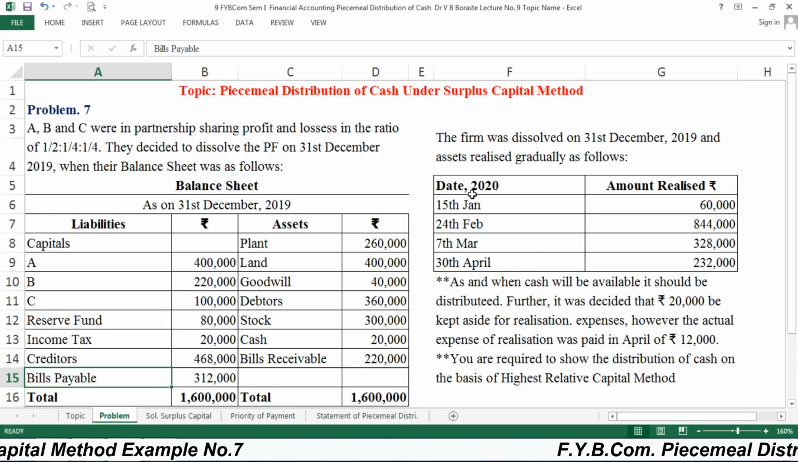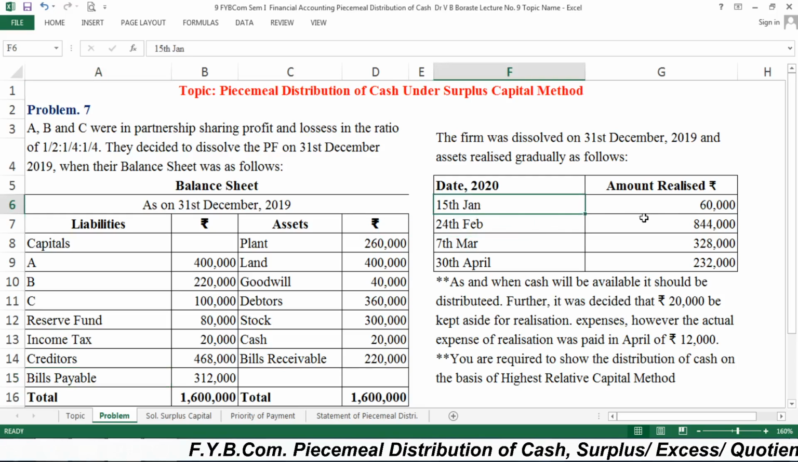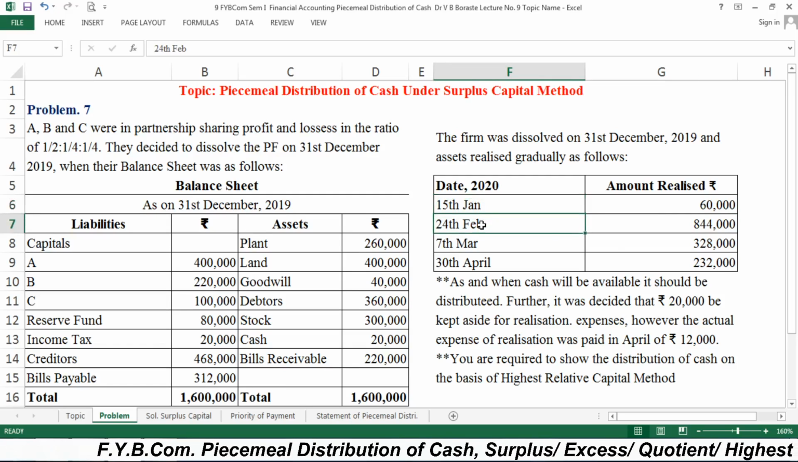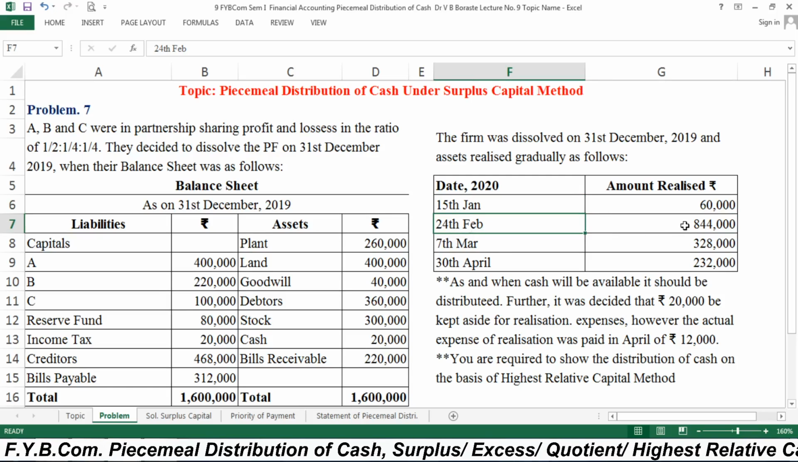Okay, just go ahead. Here we have realizations which are gradual, on the 15th of January, 24th of February, 7th March and 30th April. With this we have some adjustment. As and when the cash is available, it should be distributed. That means on the 15th January we got 60,000, so it has to be distributed on the 15th of January. On 24th February we got 8,44,000. It simply means that we have to distribute 8,44,000 on 24th of February.